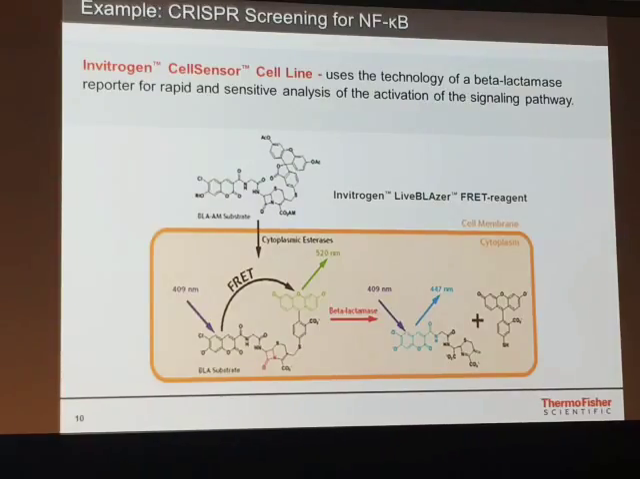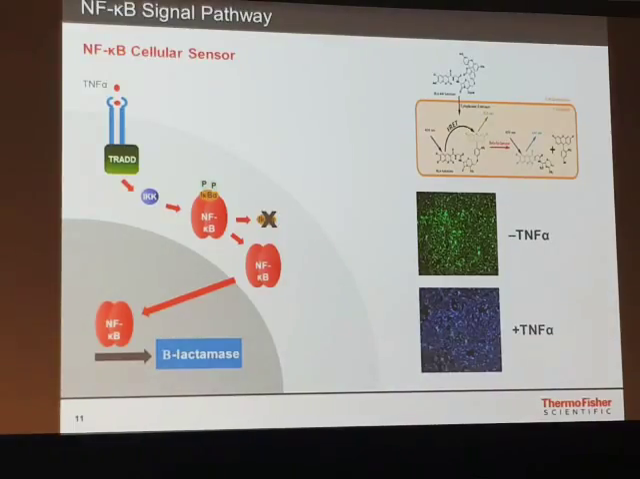Okay, so now, for example, where we use CRISPR and NF-κB screening, we have actually a cell line developed which is called CellSensor, and it has a beta-lactamase that converts a substrate in the cell, which changes the fluorescence. So before, the cells are green, or you can use green fluorescence to detect them, and when the NF-κB signaling pathway is activated, the cells become blue. So simply speaking, I mean, there's a lot more to this NF-κB signaling pathway, but under the stimulation with TNF-alpha, the cells should become blue, sorry, and in the absence, they are green.